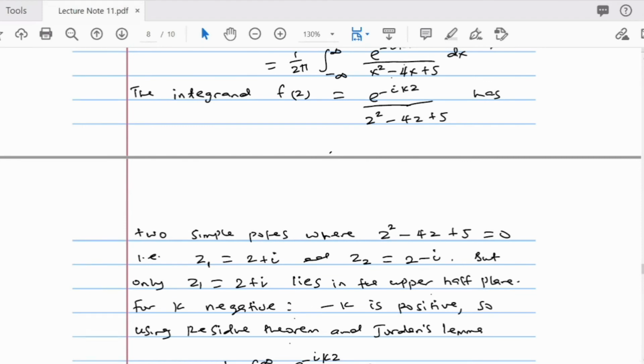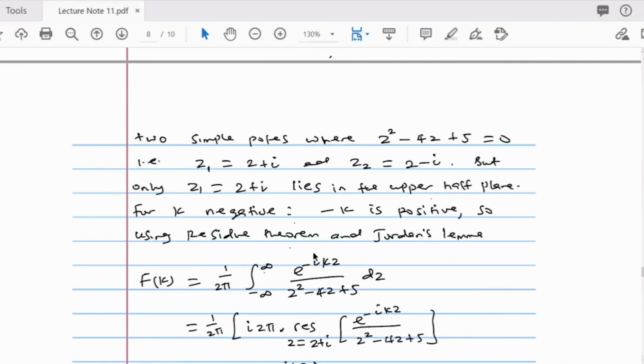Okay, so now for k that is negative, minus k is positive, using residue theory and Jordan's lemma, the Fourier transform f of k will be 1 over 2 pi. This is this guy here. So now 1 over 2 pi, using residue theory, please put your circle here because we're doing residue theory. This is 1 over 2 pi that is outside here. The integral of this one is 1 over 2 pi. Compute the residue of e to the power minus i k z over z squared minus 4z plus 5 at the singular point z equals 2 plus i.